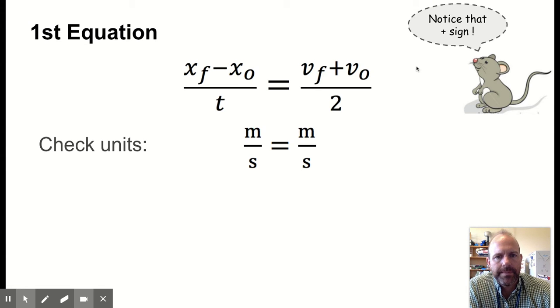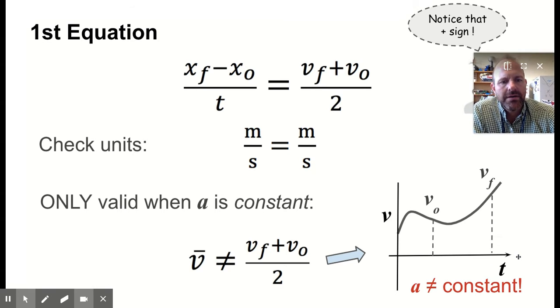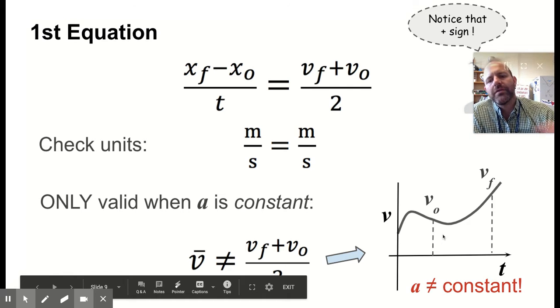You can check the units. They're both meters per second. And this, again, is only valid when a is constant, right? This kind of a graph where the velocity is changing all over the place, not going to work.